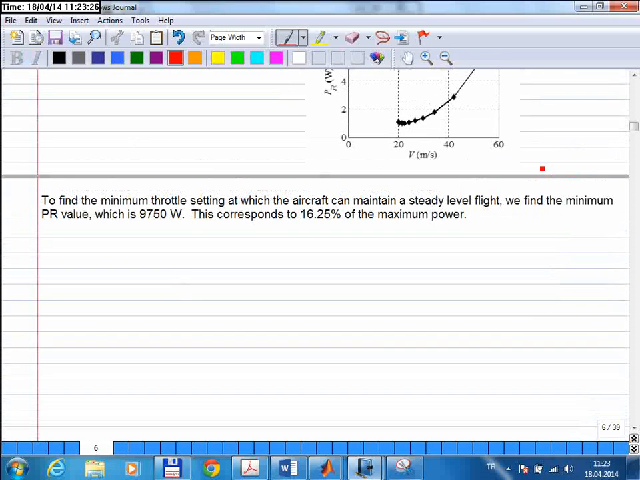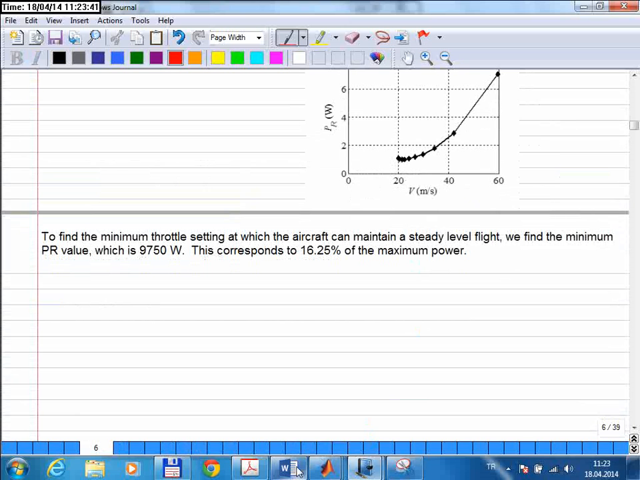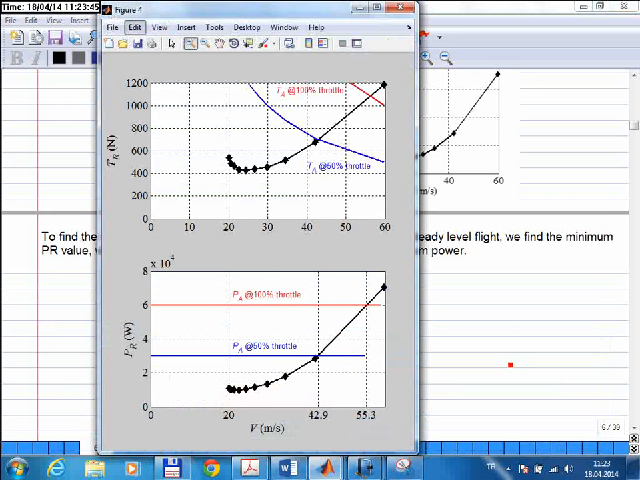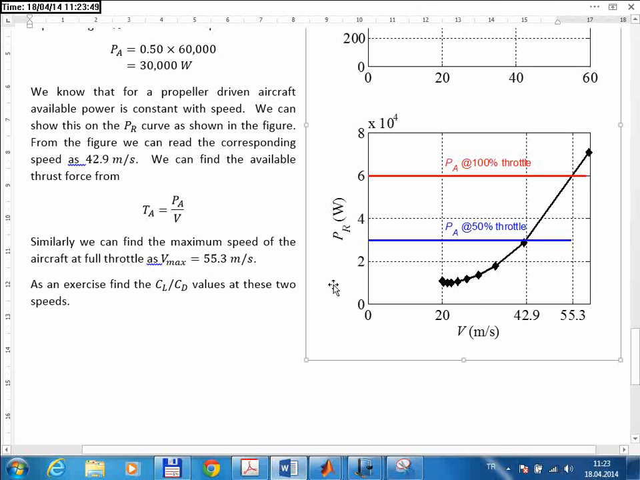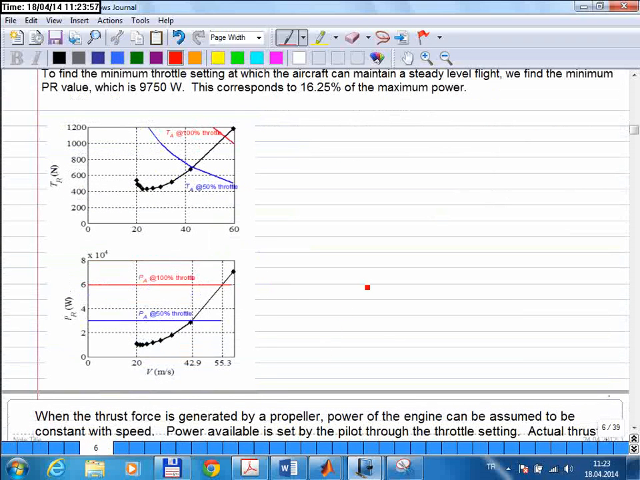So the pilot can reduce the power output of the engine down to 16.25% and it can still maintain a steady level flight. But at that point it will be flying at this point. So this is PA at 16.25%. I will be flying at this speed. Okay? Do you have any questions?